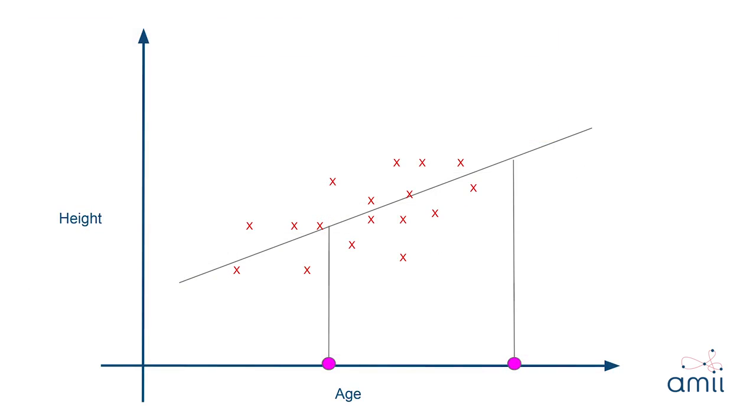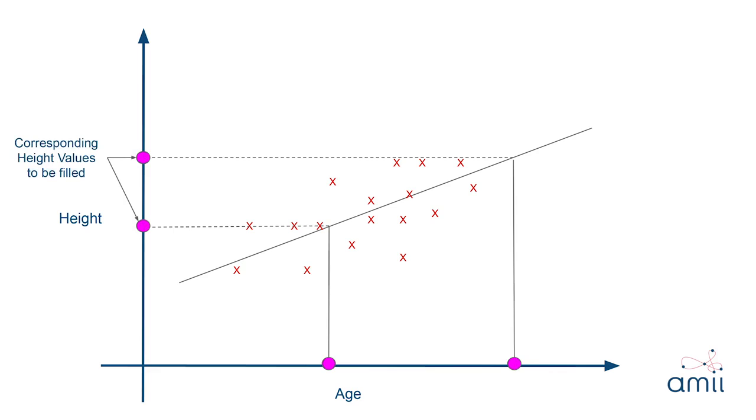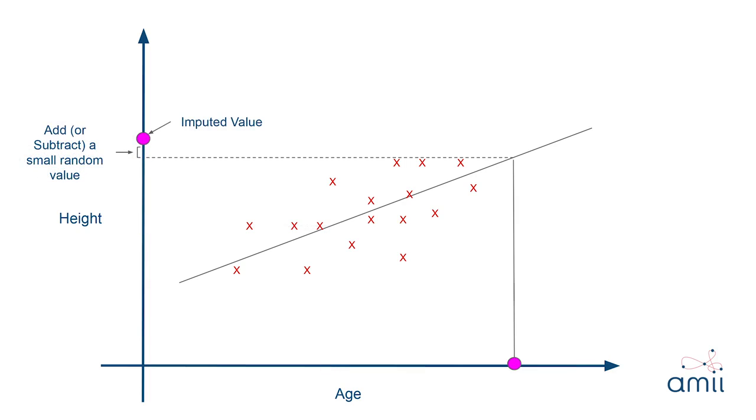You can also use regression to impute values. You use a regression model based on the observed features and then predict the value for the unobserved feature. The predicted value is now what we use to fill in the missing numbers. This method of using regression models and using the exact value of the prediction is known as deterministic regression imputation. A variation of this is to add a small random value to the predicted value and use that to replace the missing value. This is then known as stochastic regression imputation.